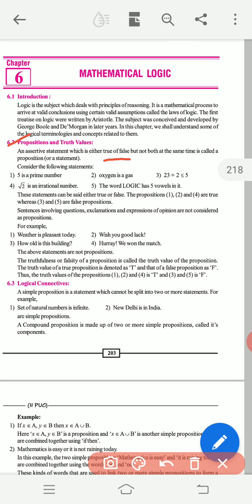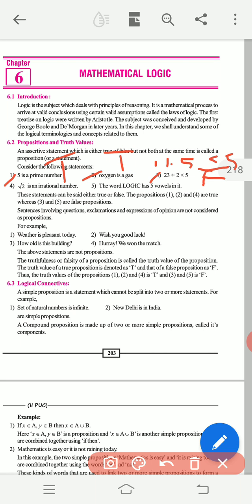See, for example, consider 5 is a prime number. The statement is true. Suppose consider second one, oxygen is a gas. Of course, oxygen is a gas, therefore it is also true. Third one, 23 by 2 means that is 11.5 less than or equal to 5. See here, 11.5 is greater than 5. Therefore, this is false. First one is true. Second one is true. Third one is false.